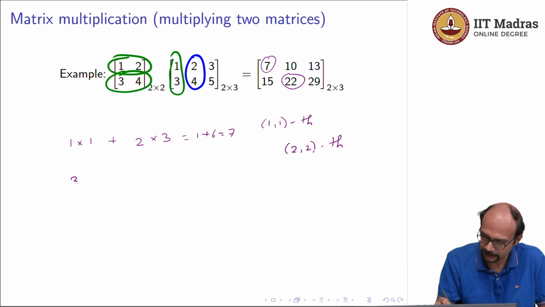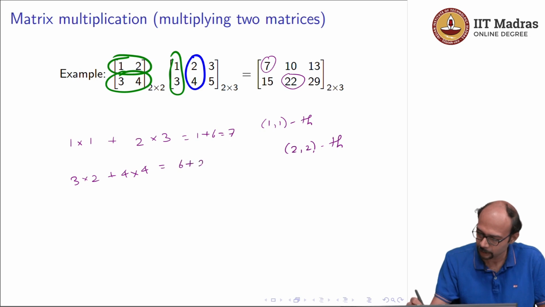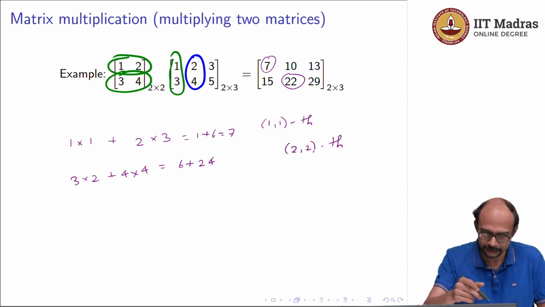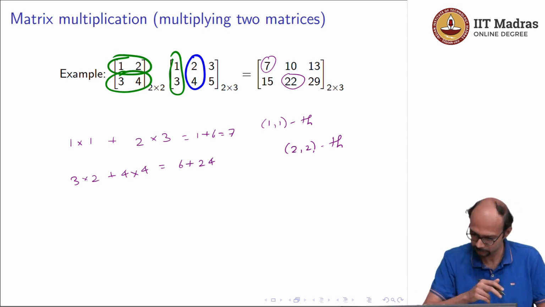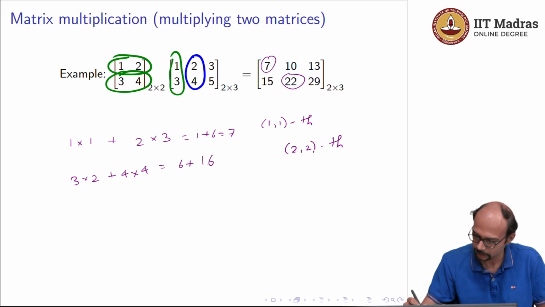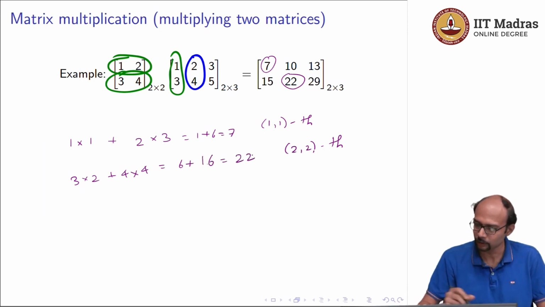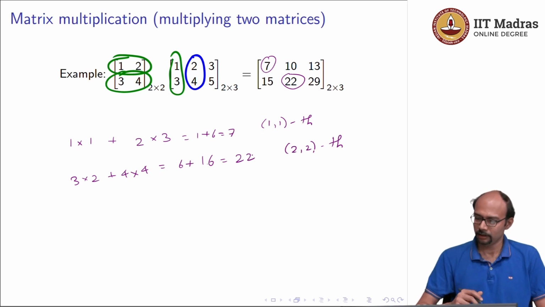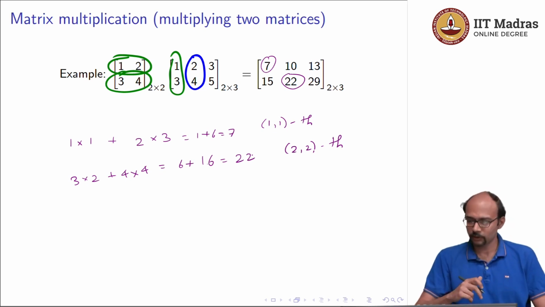Then I should multiply corresponding entries and add them. So I get 3 times 2 plus 4 times 4. So this is 6 plus 16, which is indeed 22.